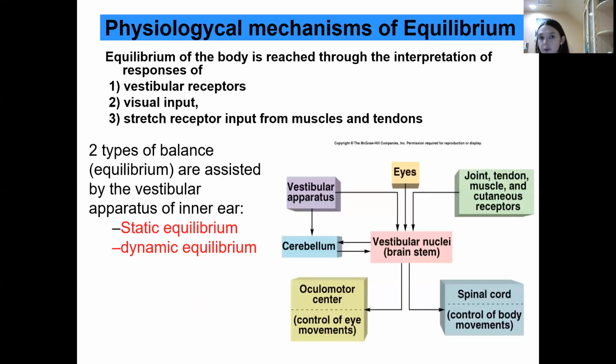Physiological mechanism of equilibrium. Equilibrium of the body is reached through the interpretation of the response of the vestibular receptors, visual input, stretch receptors, which are located in the tendons, ligaments, and muscles, input from the muscles and tendons. The 2 types of balance which we discussed are static equilibrium, which is done by the function of the saccule and utricle, and dynamic equilibrium, which is done by the function of the semicircular canals. So information from the eye, from the vestibular apparatus, from the joints, tendons, and muscles, together will be spread to the vestibular nuclei in the brainstem.